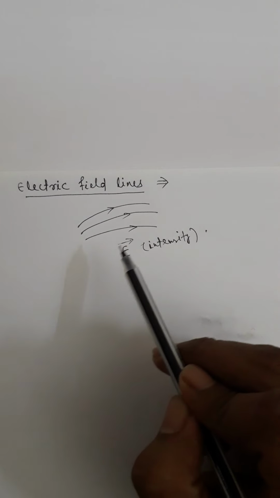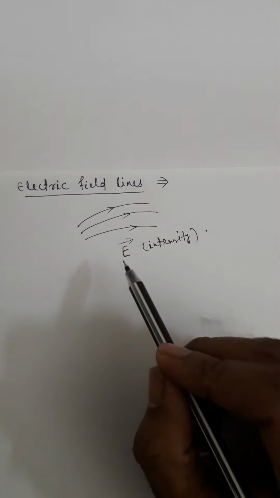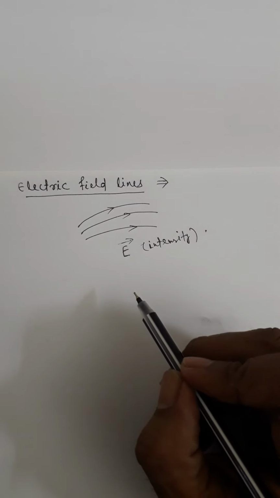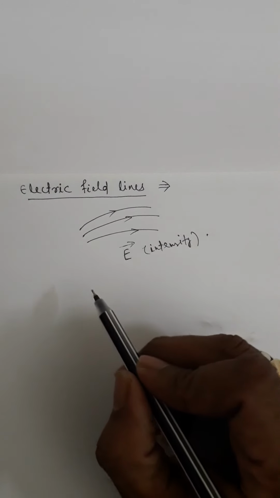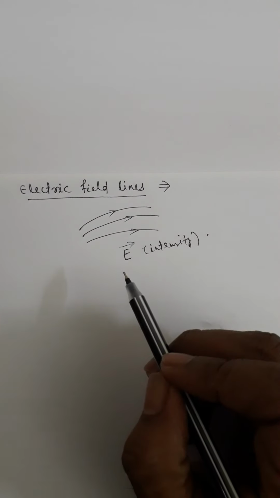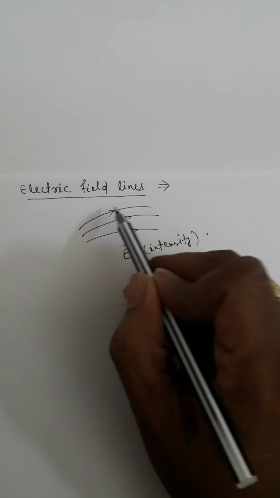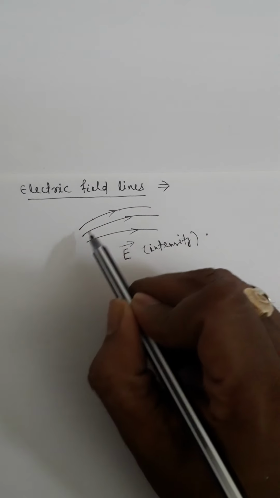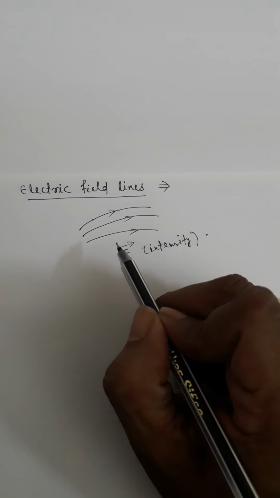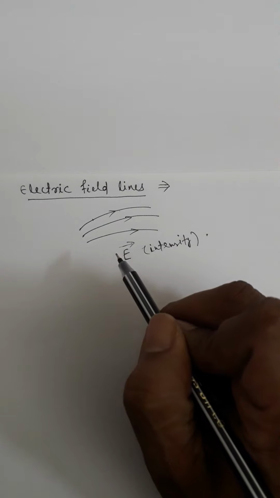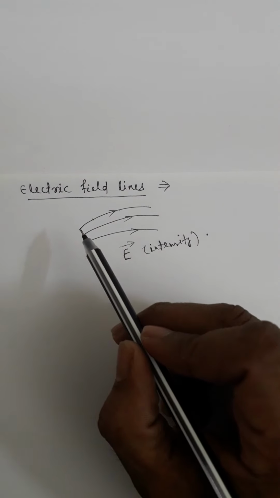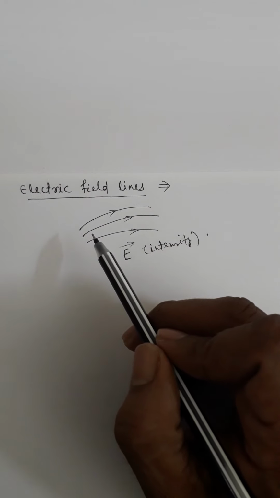By seeing these pictures or lines, we can know what is the direction of electric field and what is its intensity at any point. These lines are virtual or imaginary lines which represent electric field at a location. These lines are called electric field lines. We know electric field is basically a force experienced by a unit positive test charge. So, electric field lines are also called electric lines of force.